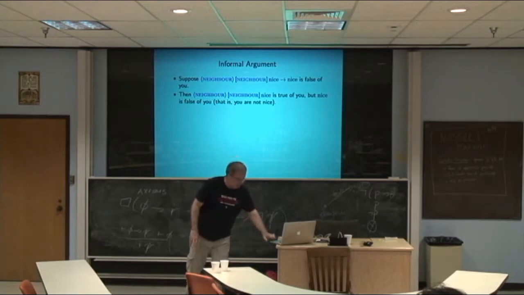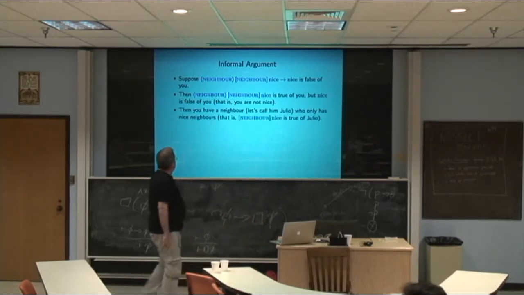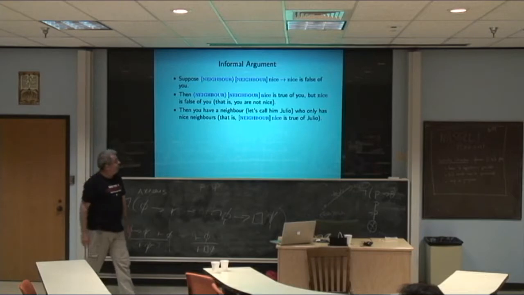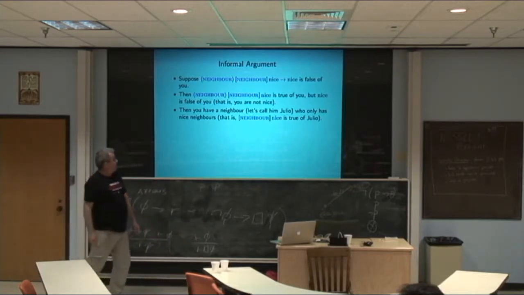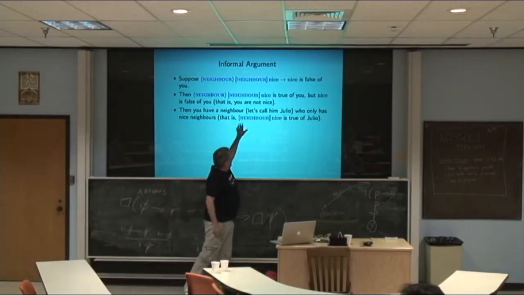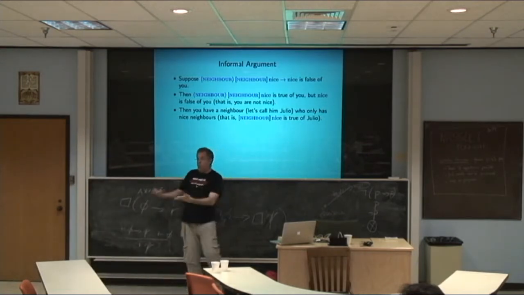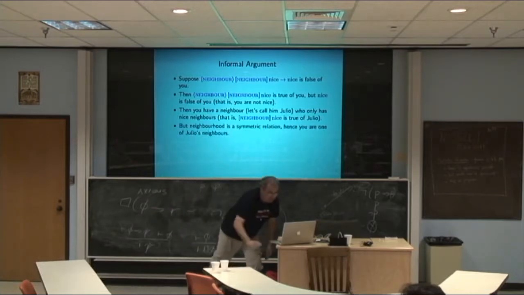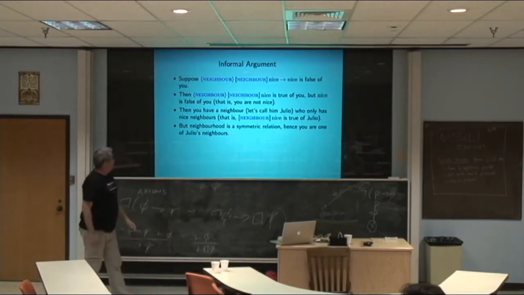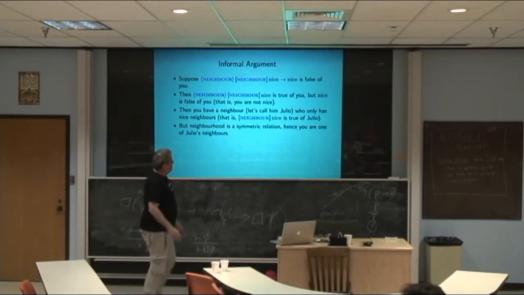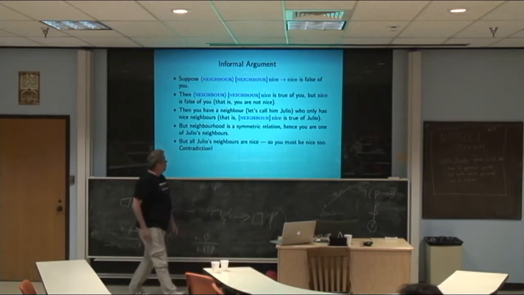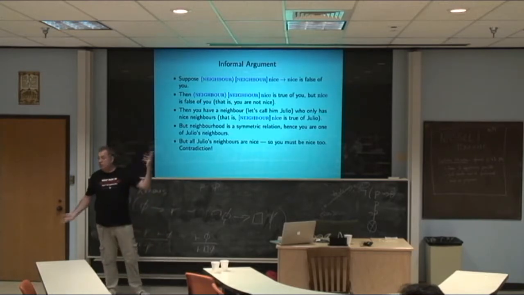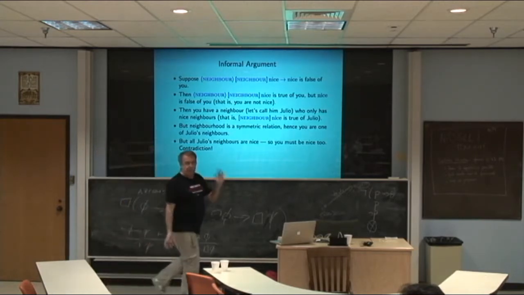That is, you have a neighbor, let's call him Julio, who only has nice neighbors. That is, all my neighbors are nice is true of Julio. But neighborhood is a symmetric relation, hence, you are one of Julio's neighbors, from which it follows that all of Julio's neighbors are nice. So you must be nice, but we assumed that you weren't. So you've got a contradiction, so the original thing must have been true.